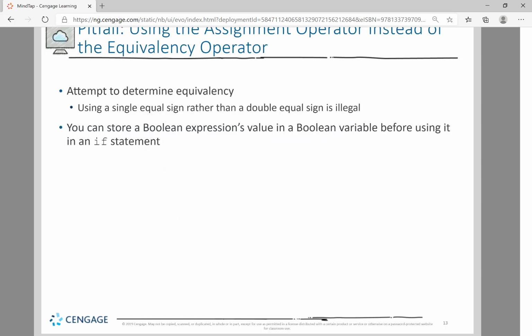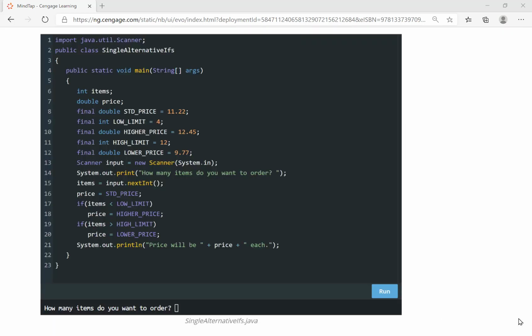Hey, next I'll show you some bigger code. So let's take a look at code that has basically two single if statements. What this is doing is we have an int as a reference of how many items you're going to buy, let's say at the store.